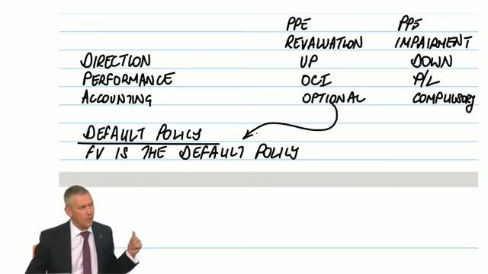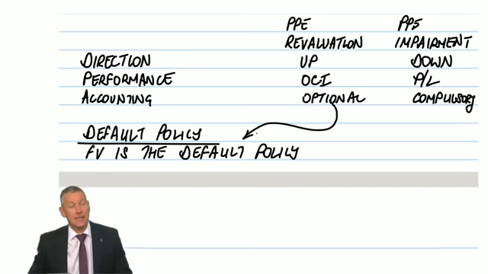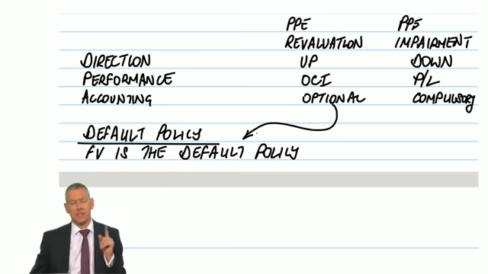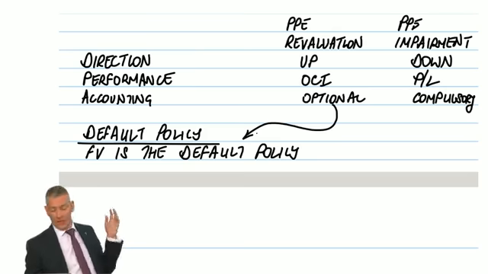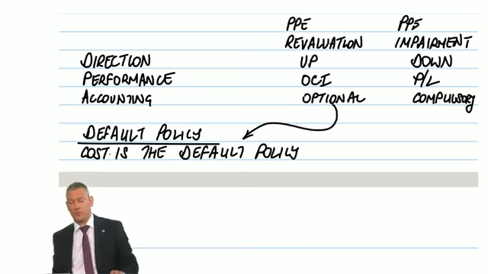But it doesn't work like that with PPE. If the examiner says that the policy is cost for PPE, then the policy is cost for PPE. That's easy enough. If the examiner says that the policy is fair value, then it's fair value. But if the examiner is silent on the policy, you're expected to know that cost is the default policy.